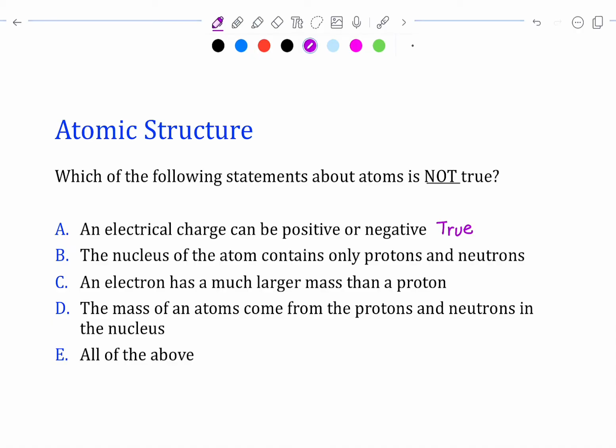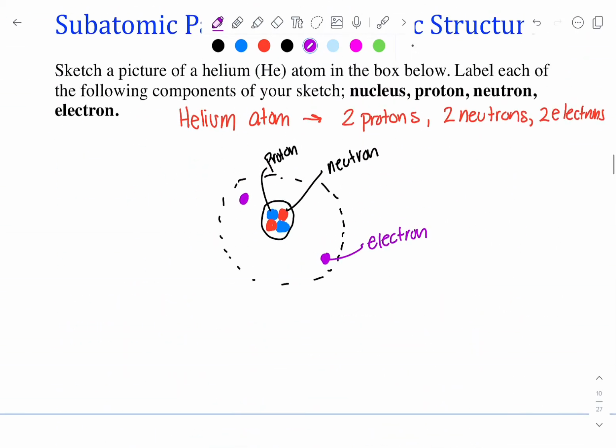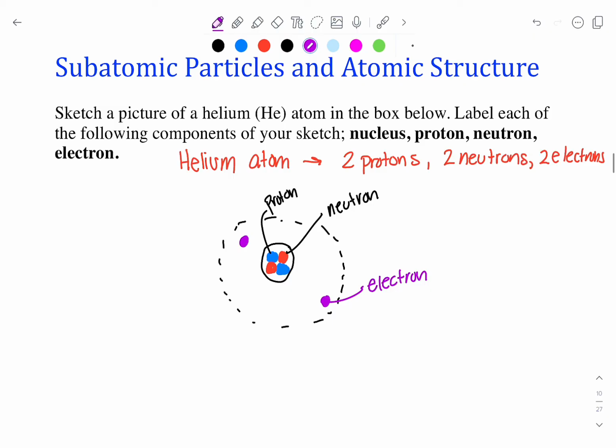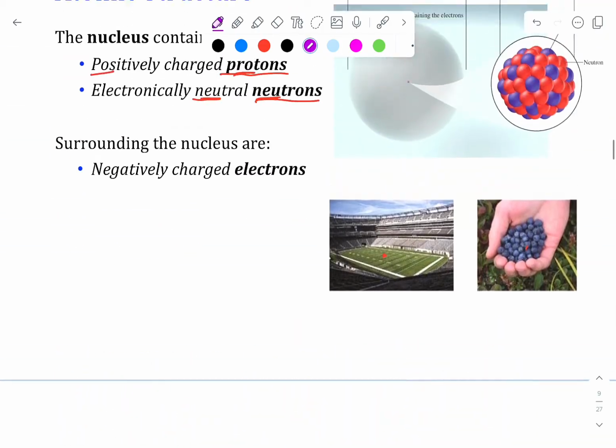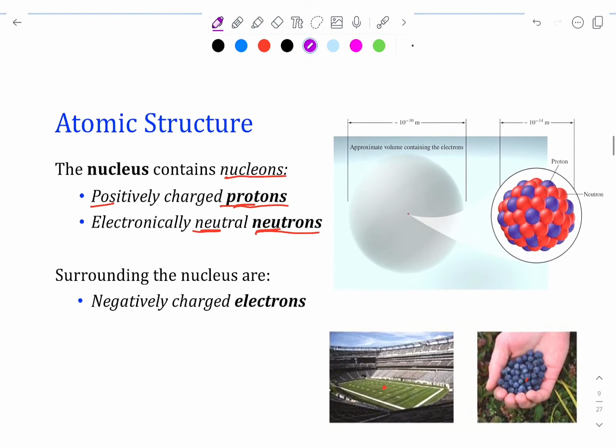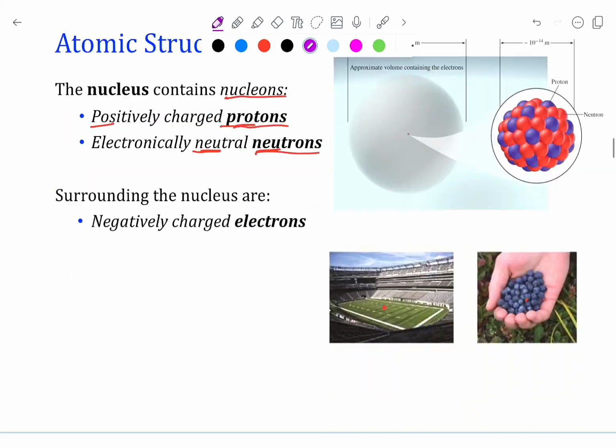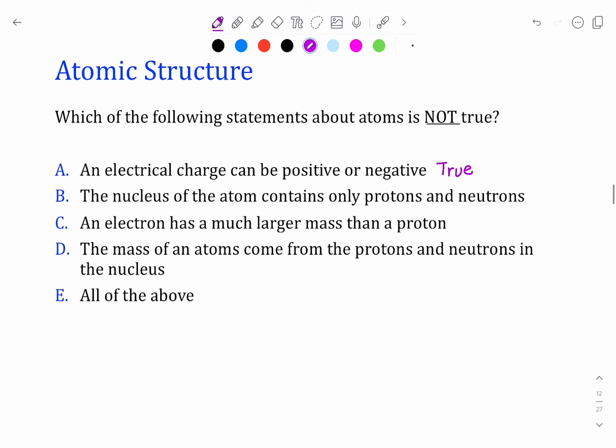The nucleus of the atom contains only protons and neutrons. Well, let's go back and look at our picture of helium, where we drew protons and neutrons in the nucleus. I never labeled this as nucleus. Let's label it. So, based off of that, and what we saw here with our nucleus containing our nucleons, which are protons and neutrons, this statement, B, is also true.